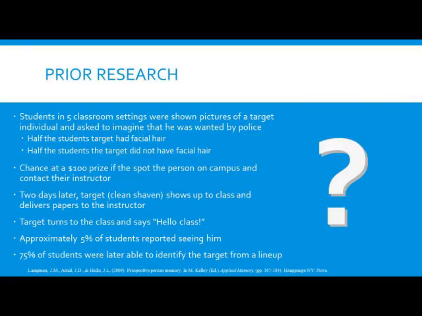Our prior research has illustrated just how difficult prospective person memory is, even in a simulated setting, with a high probability of recovery. Our first study had students across 5 classrooms view a large image of our mock missing person. Half of the students saw him with facial hair and the other half saw him without facial hair. To provide some incentive to contact us if they encountered him later, they were told that they'd receive share of a $100 prize if they find him on campus. Now, 2 days later, the target actually appeared, clean-shaven, in all of the classrooms, bringing papers to the instructor. Now, it's worth pointing out that this is an unusual occurrence during most lectures, so this is something that should draw attention to the individual coming into the class.